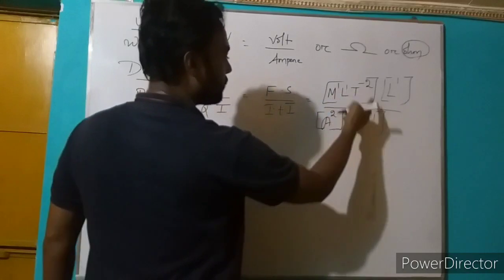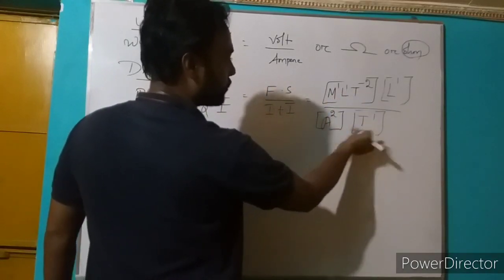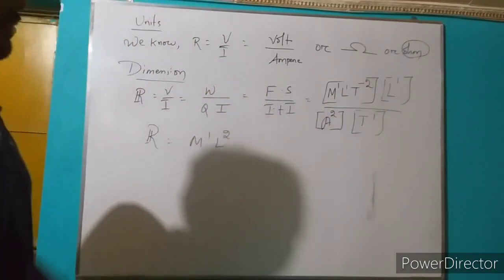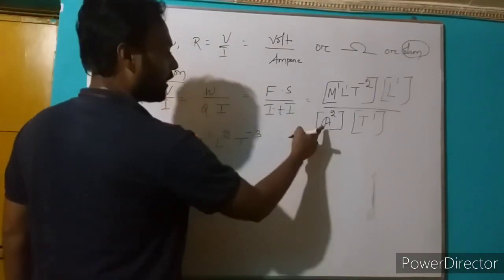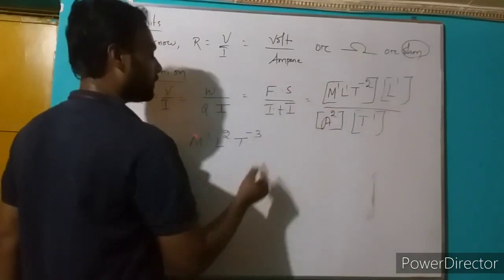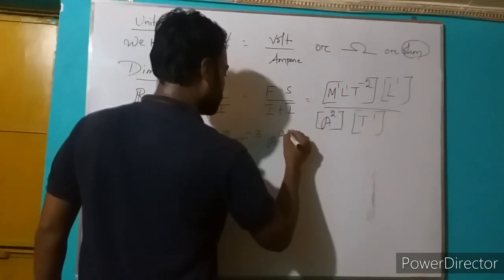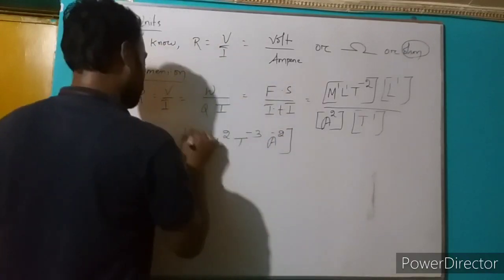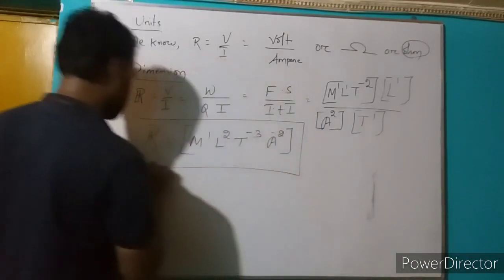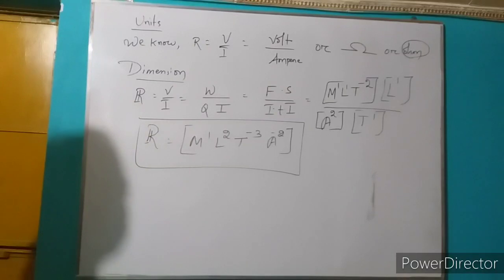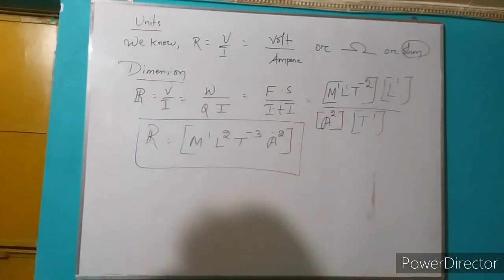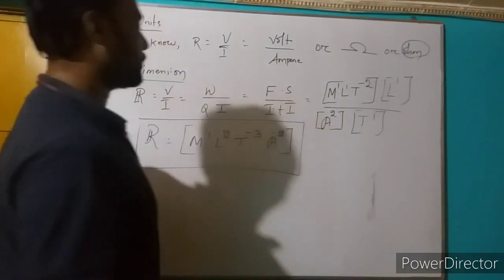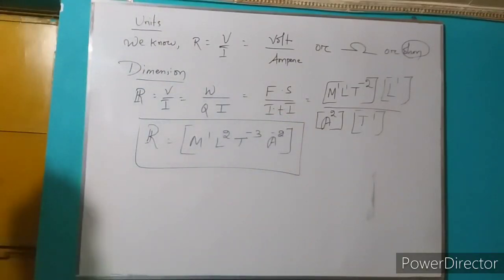Here T minus 2 is in the numerator and T1 is in the denominator. So T to power 1, going to the numerator, can be represented as T to power minus 3. A to power 2 in the denominator, going to the numerator, behaves as A to power minus 2. So what is the dimension formula of resistance? Resistance has dimension M1 L2 T minus 3 A minus 2. Is it clear? Please note it. Now I erase that.